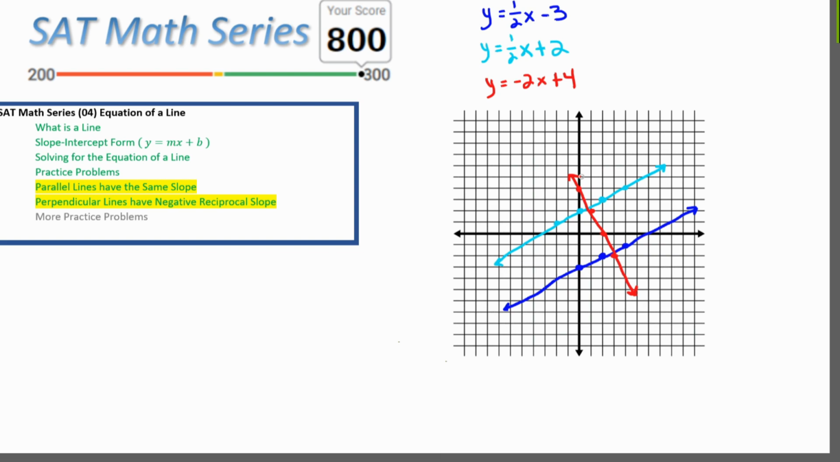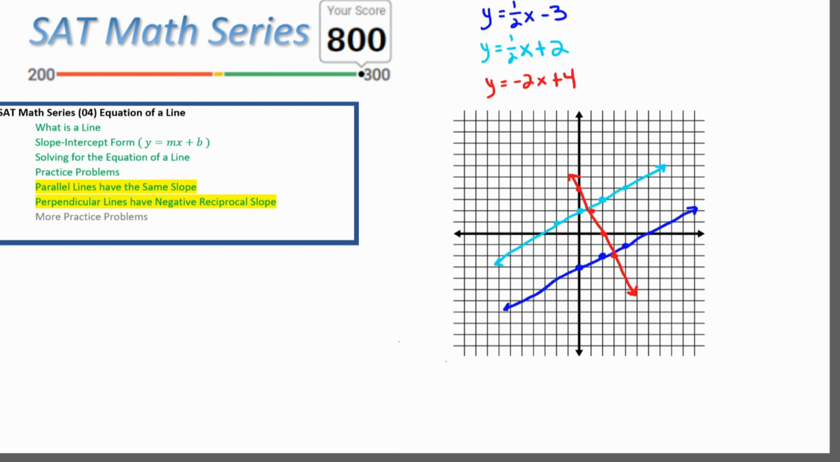One more detail is commonly tested, and that is that parallel lines have the same slope and perpendicular lines have reciprocal slope. Here I've plotted three lines. The blue line is down here, has a slope of 1/2, and it happens to run parallel to the light blue line. And you can see that they have the same slope here.